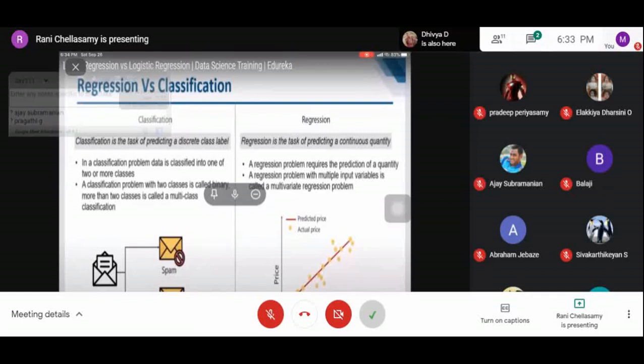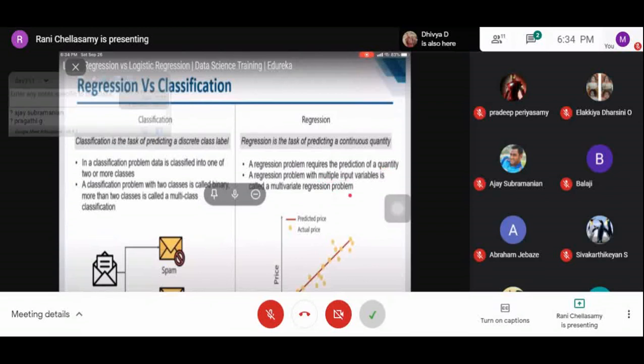In regression, make a note that we don't have labeled data divided into different classes. So regression won't be like a classification problem. The regression problem requires the prediction of a continuous quantity. A regression problem with multiple input variables is called a multivariate regression problem.